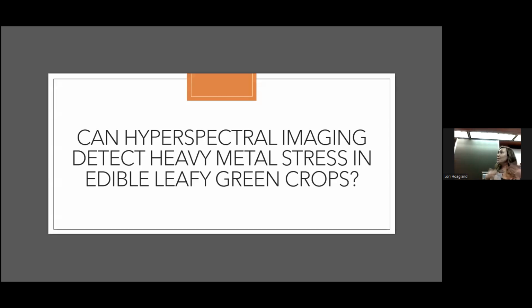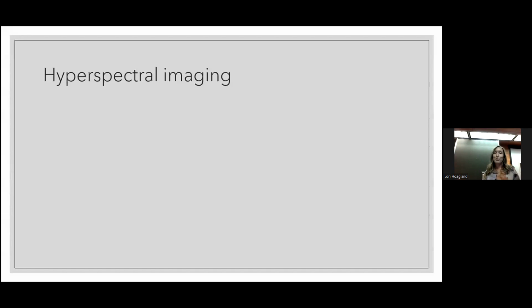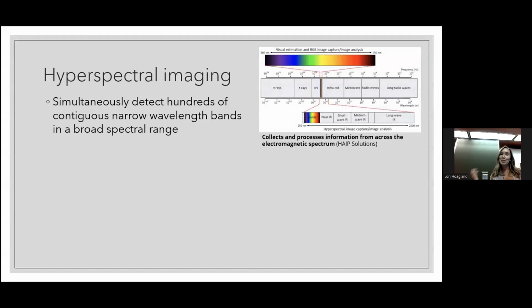That brings me to the collaboration we did with the folks at the phenotyping facility to look at whether we can do something new. Can we use hyperspectral imaging to predict, evaluate, or detect heavy metal stress in our systems so that we can better advance our research? If you're not familiar with hyperspectral imaging, which is newer to me, it's the simultaneous detection of continuous narrow wavelength bands in a broad spectral range.